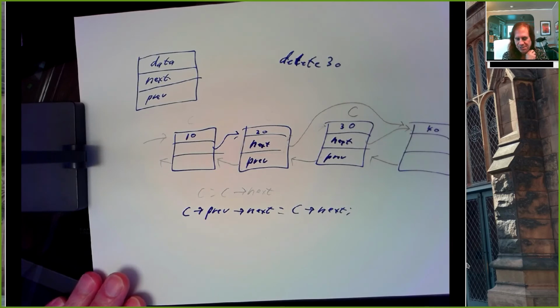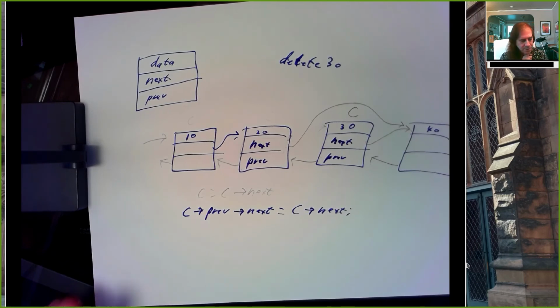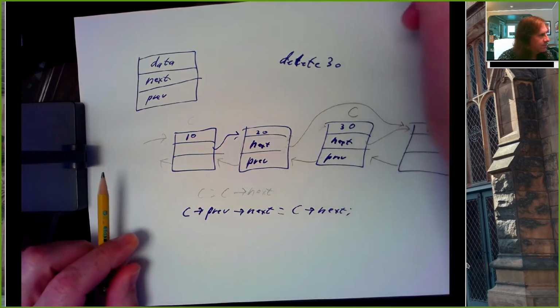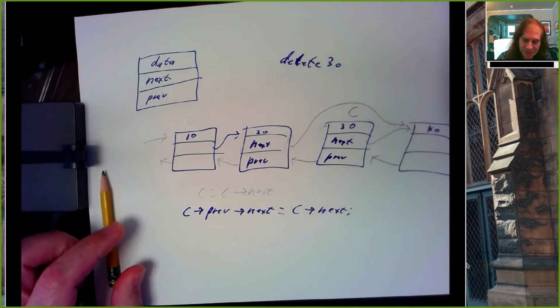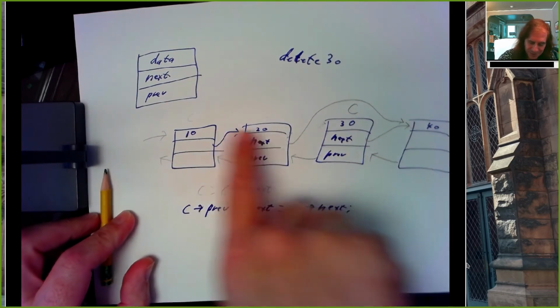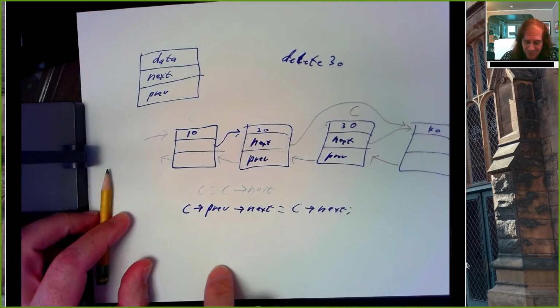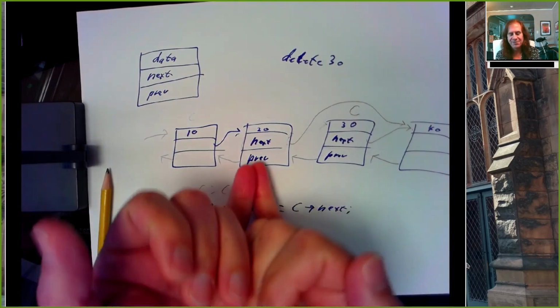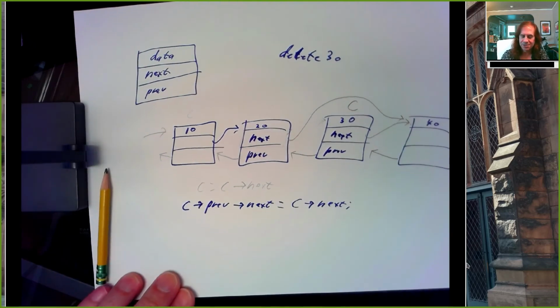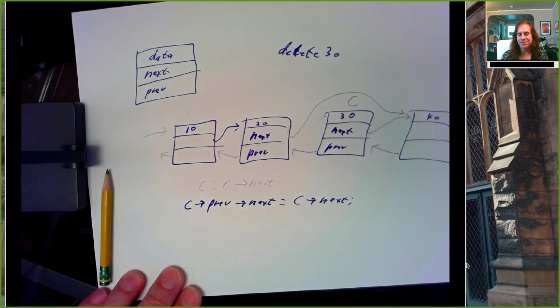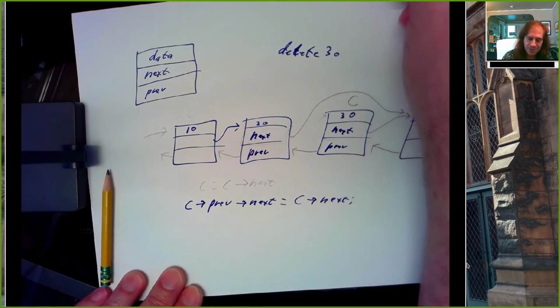So someone said C arrow next arrow previous equals C previous. And that's exactly right. I don't have a previous variable. I only have one variable, which is just C. If I'm doing a pair of pointers, then I have a variable pointing to that previous node. I don't, but I can get to the previous node through my current node.